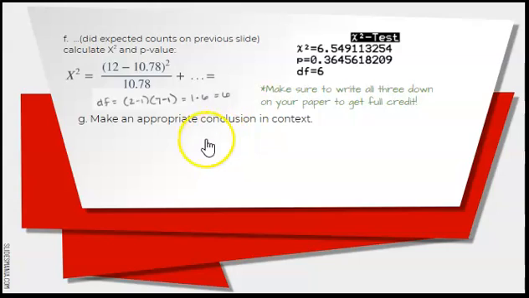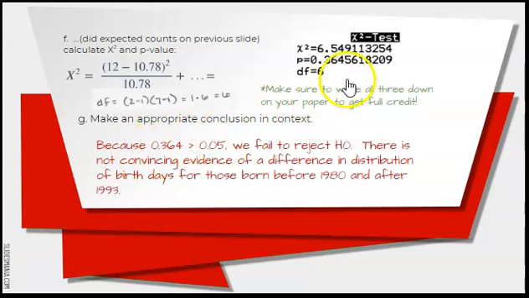Now you can make your conclusion. Because, look at our p-value, 0.364 is greater than 0.05, we fail to reject the null hypothesis. There is not convincing evidence of a difference in distribution of birthdays for those born before 1980 and after 1993. It's not enough to say that there's a difference. Our segmented bar graph showed there was some difference, but is it enough to say there definitely is a difference? Well, we don't have enough evidence. That's what the chi-squared test has told us.